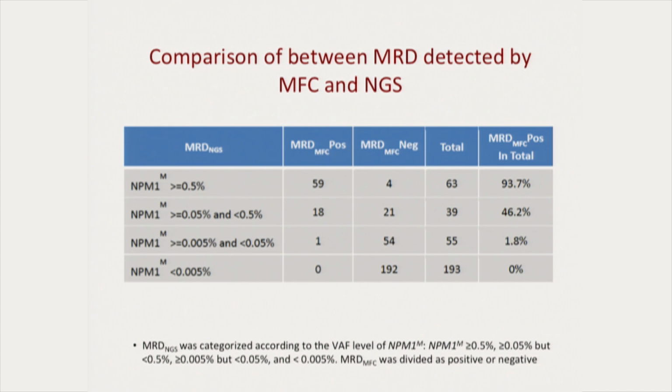And here we show that at the 0.5% cutoff, about 94% of the specimens are also flow positive. This concurrence dropped to 46% when the mutation is present at 0.05 to 0.5%, which translates to 0.1 to 1%. And below 0.05, almost all the specimens with mutated NPM1 are flow negative.